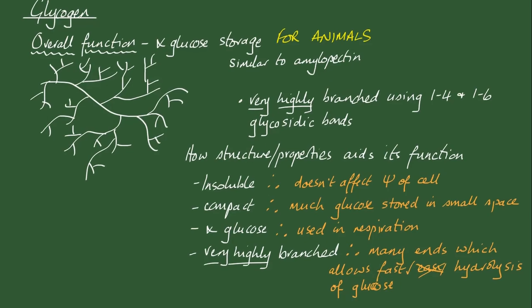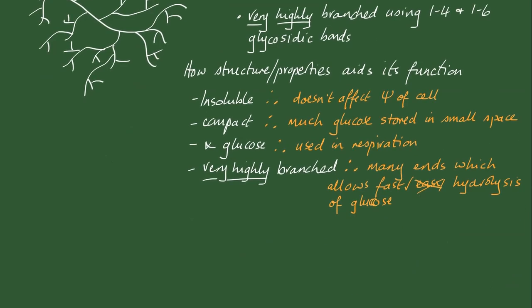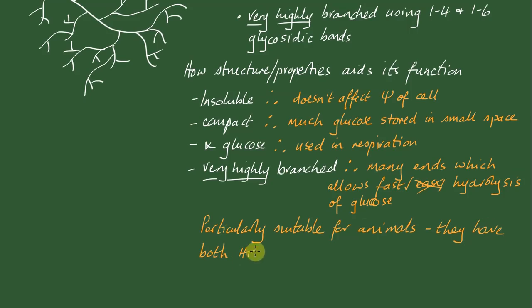And again, important that you use the word fast hydrolysis, not easy hydrolysis. Easy does not get you the mark. And the reason why this is particularly suitable for animals is because they have both a higher metabolic rate and a more varied metabolic rate than plants. Let's face it, animals move more quickly than plants, and they can go from rest to full sprint in a matter of seconds. So that fast hydrolysis of glucose is important.